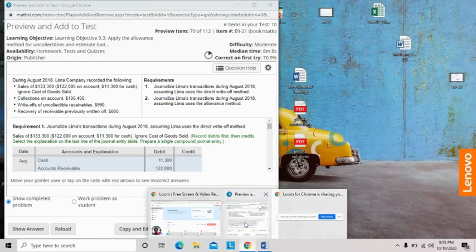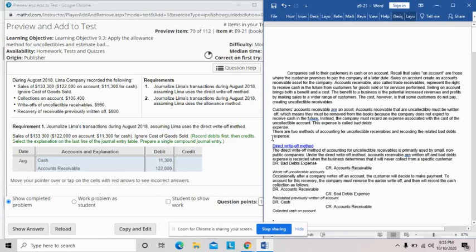Everyone. So I just wanted to discuss a problem. It's problem E9-21 in your book, or part of your homework assignment. The learning objective of this problem is applying the allowance method for uncollectibles and estimating bad debts.